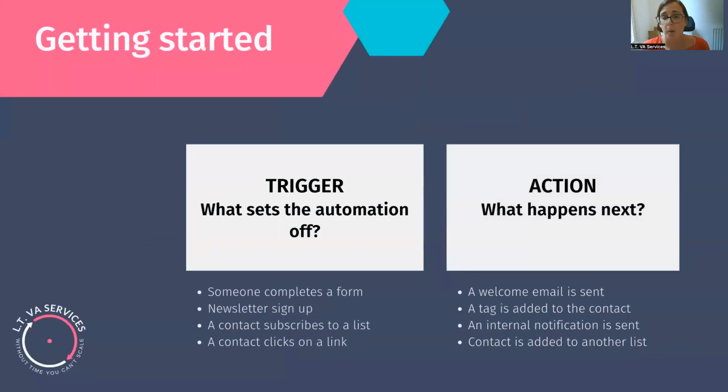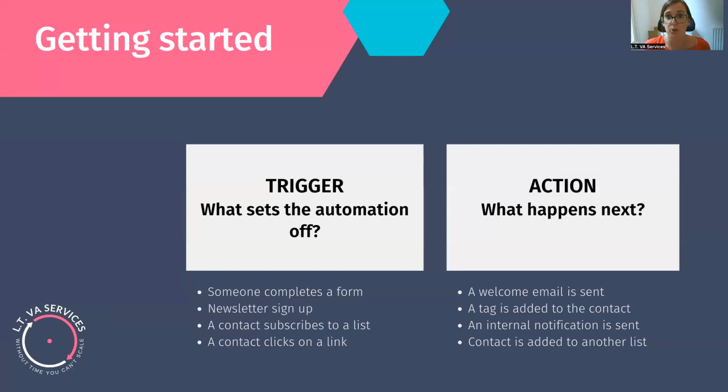So no matter which one you use, the good news is they all follow a very simple process: a trigger and an action. So the trigger is what sets the automation off, and that could be any number of things defined by you. But normally you would say someone completes a form, there's a newsletter sign up, a contact subscribes to a list, or a contact clicks on a link. Once you set that trigger up, then you can define what the action is. What do you want to happen next? So for example, someone completes a form is the trigger, and the action is a welcome email is sent.